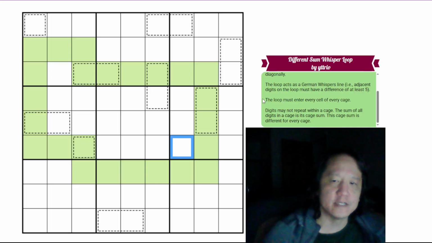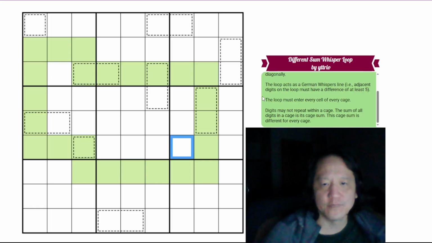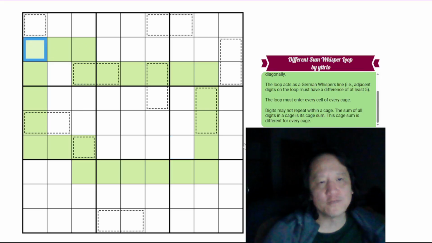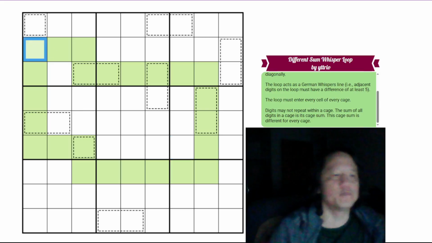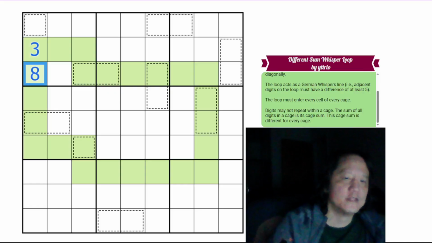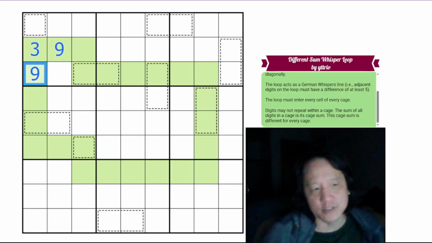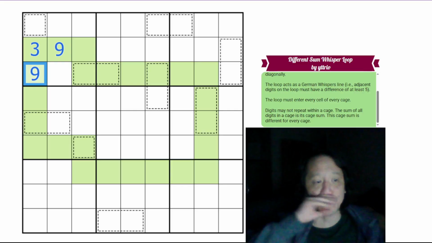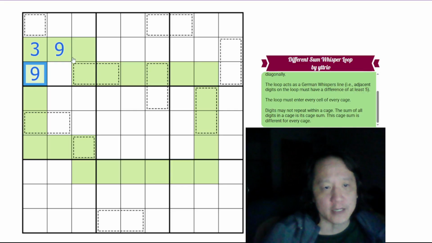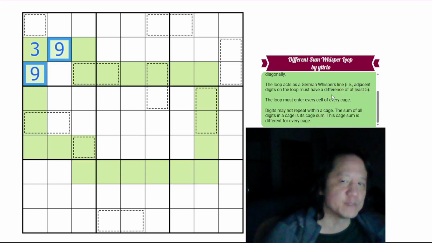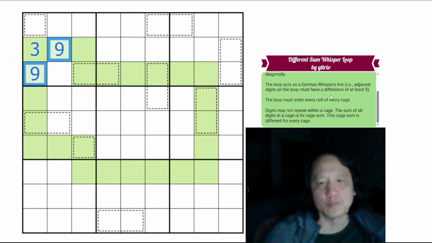That is, adjacent digits on the loop must have a difference of at least 5. Or as I like to call it, a whisper 5 line. So for example, if this were the loop and this were, say, a 3, these 2 digits would have to be 8 or 9, because the only digits which are 5 or more away from 3 are 8 and 9. And that's an example of how German whispers works on this loop.